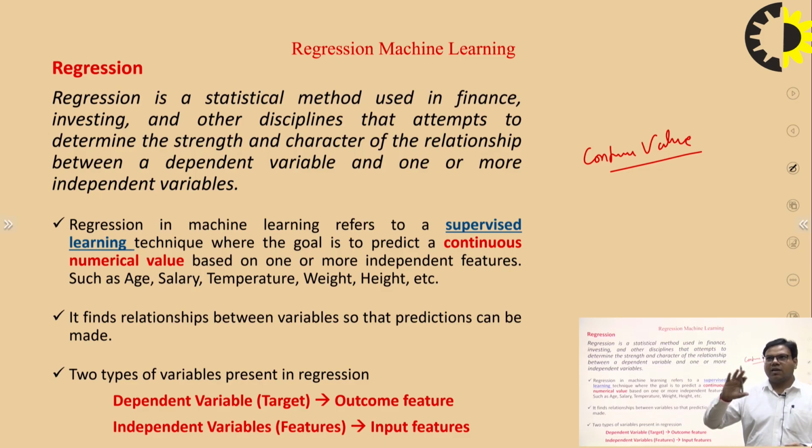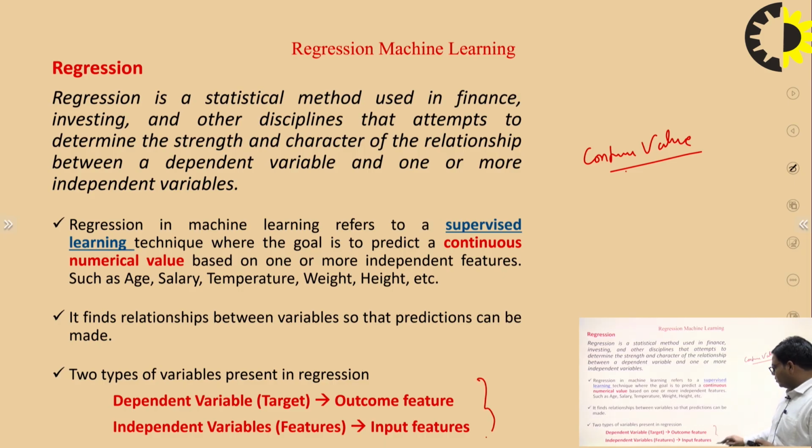It could be like the sky is clear, the wind is high and the humidity levels are low, then what could be the expected outcome. So in that case, we need to figure out a value, a continuous value, rather than any class. We need to figure out a value. So this is called regression.